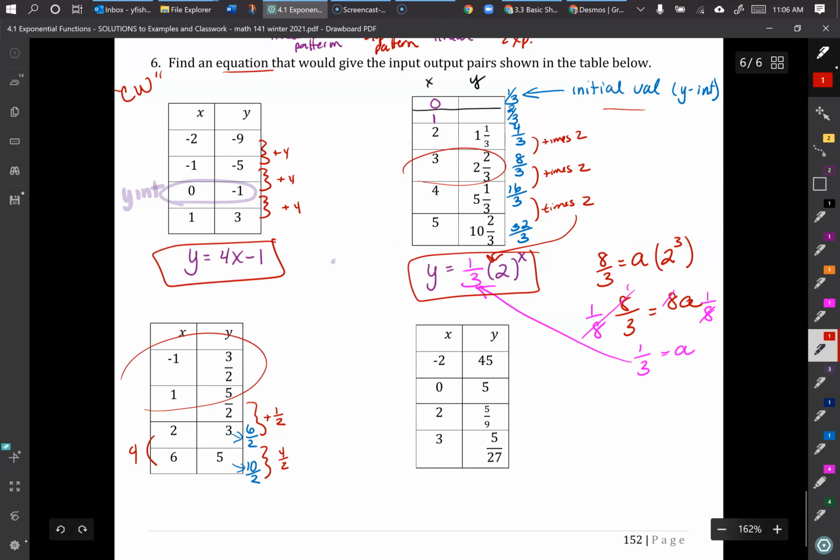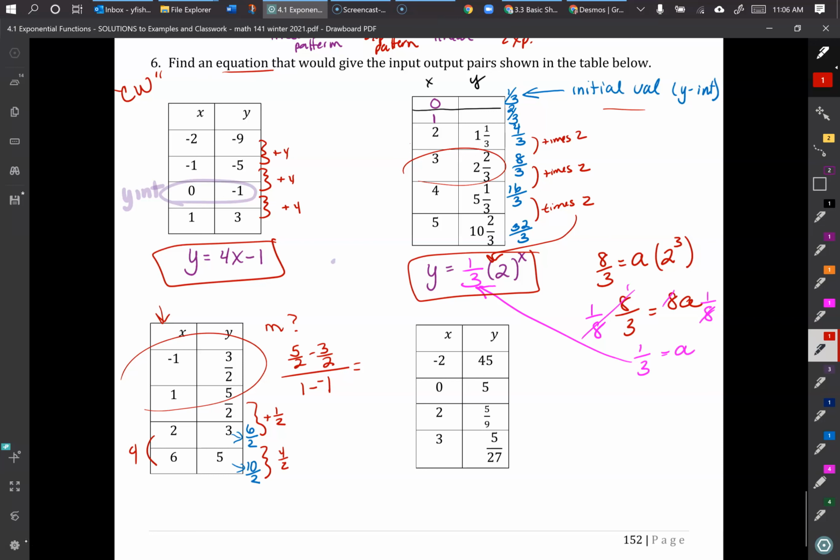You can even look at it this way if you wanted to see whether it fits a slope pattern like a linear. You could do it as the 5 halves minus 3 halves over 1 minus -1 for my x's over here in the x column.